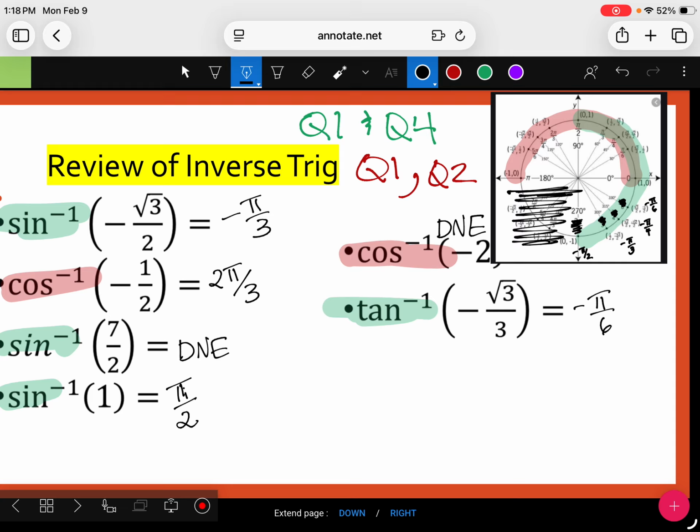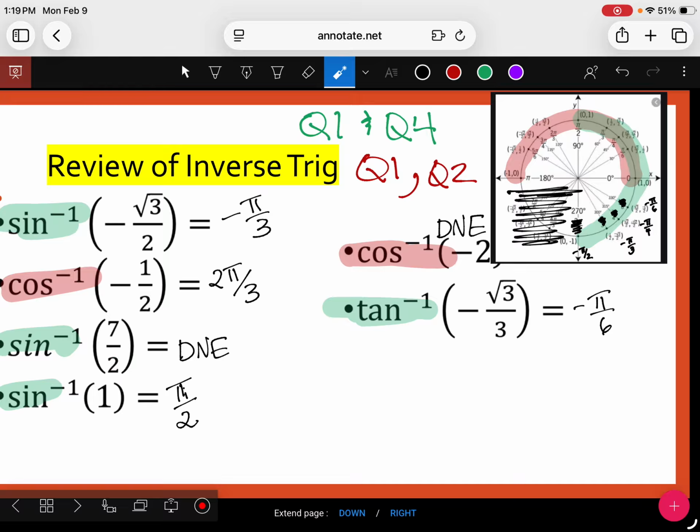All right, who finished all 6? Anybody need another minute to think? All right, go ahead and grade your answers. So the first one should be negative pi over 3. Second one, positive 2 pi over 3. This is D and E. All right, this is D and E.